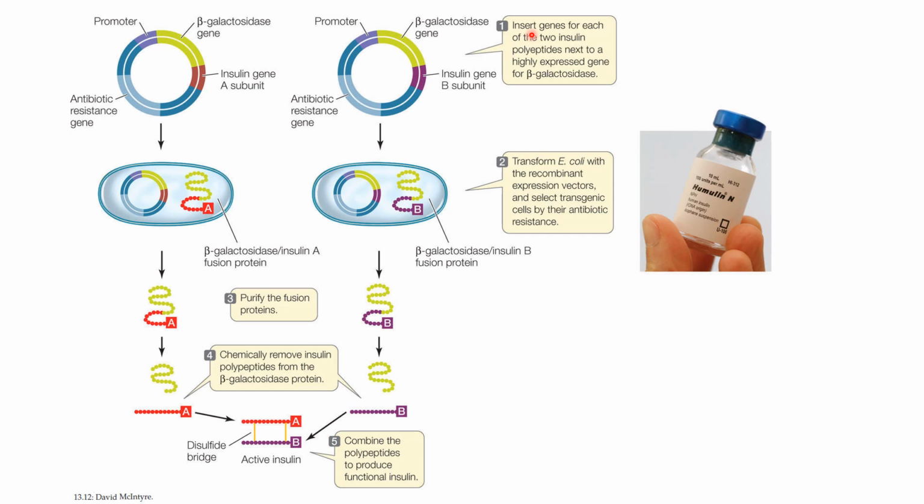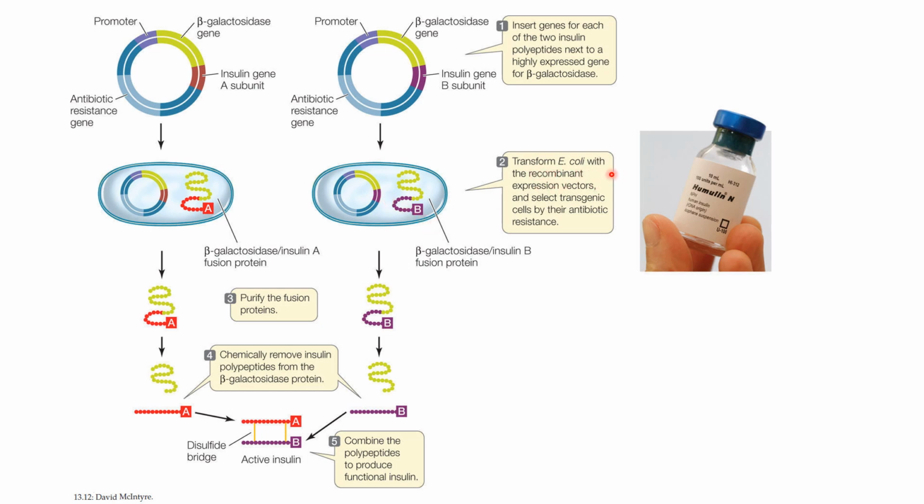So here it says, step number 1, insert genes for each of the 2 insulin polypeptides next to a highly expressed gene, the beta-galactosidase. These plasmids have a tendency to highly express beta-galactosidase. So you put it next to this gene so that as the beta-galactosidase is expressed by these plasmids, it also expresses your insulin gene, either the A or the B. And then in step number 2, the plasmids that are carrying our gene of interest are now reintroduced into the host cells, which is E. coli. As you can see here, we have the one which codes for the A subunit in red, then the one that codes for the B subunit in purple.